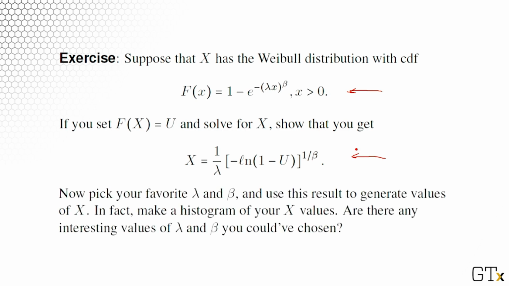And what I'd like you to do, if you have a little extra time, I'll make this an assignment at some point: pick your favorite values of lambda and beta and generate a bunch of x's. You can then make a histogram and you've got yourself a Weibull distribution. One nice thing is to look at different values of lambda and beta and see what the thing looks like. It turns out that if beta is less than 1 or beta greater than 1, the thing looks very interesting in comparison.